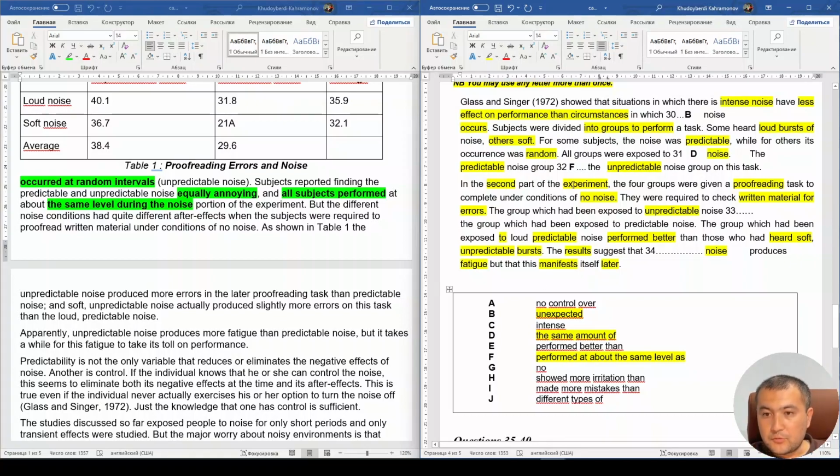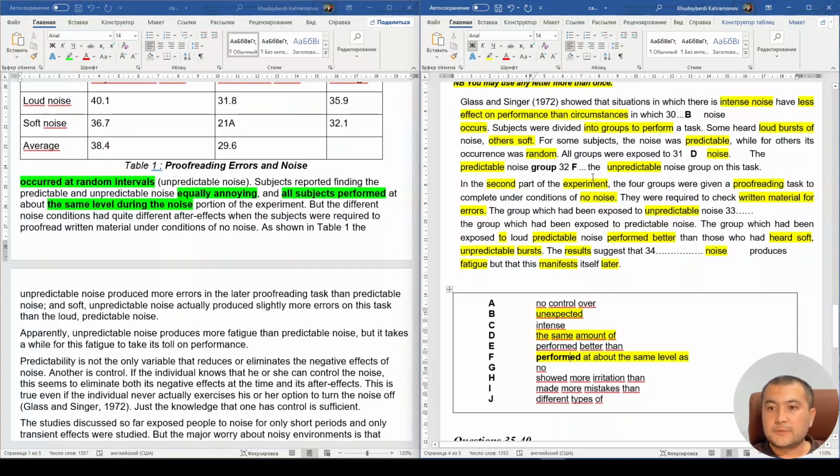And performed, we have a predicate here, which means verb. At about the same level as means equally annoying. They are equally annoying at the same level. They are both annoying, right? That's why we have just chosen this one, as it has a verb. And we have a subject here and subject-verb.